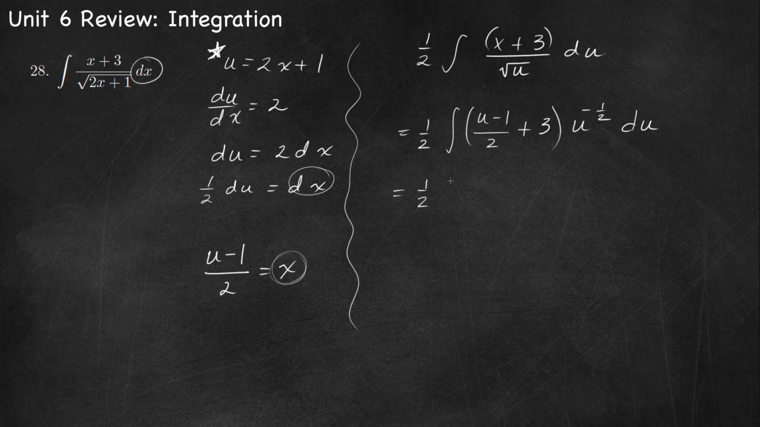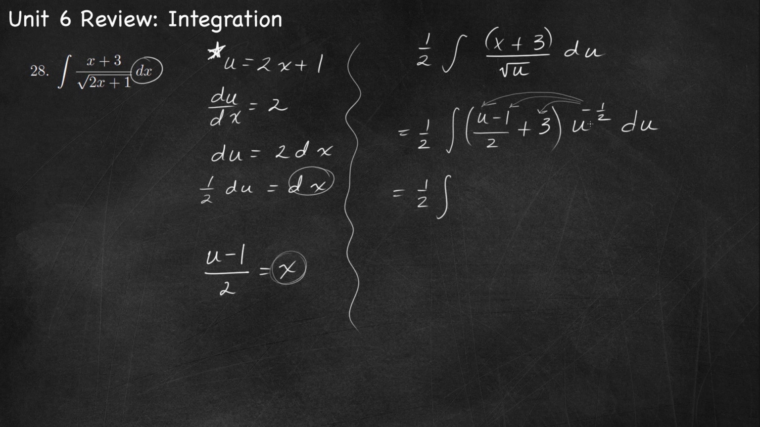So 1/2 integral. Okay, let's think, what's the best way to simplify this? I can just go ahead and distribute the u to the negative 1/2. Or I could split this up. No, I don't want to split this up. We'll just go for it. I'm just going to go ahead and distribute. So it's got to be distributed there and there and there.